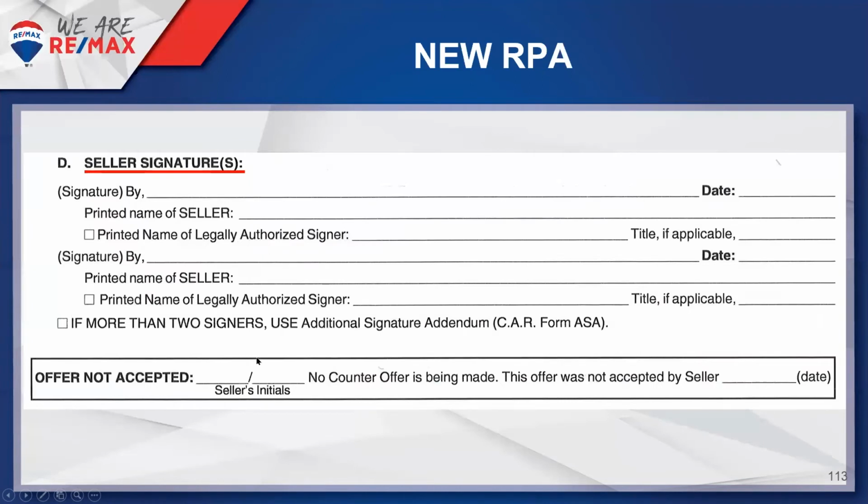And then finally, we're almost done here. Finally, at the very end of page 15 is offer not accepted. Now, there's no requirement for that to be filled in, but it's a nice practice. They removed the word rejected.